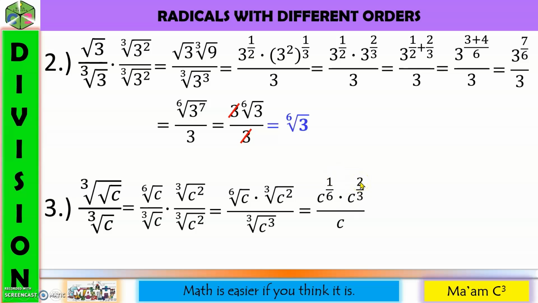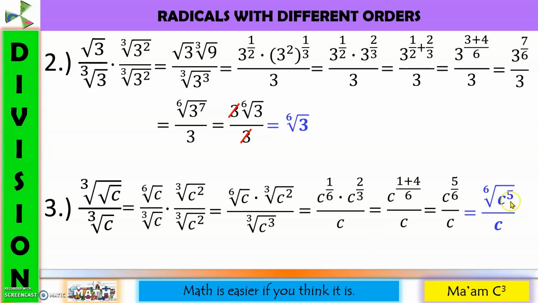In adding, I'll be needing the LCD. The LCD of 6 and 3 is 6. 6 divided by 6 is 1 times 1 is 1. And then this will be plus 6 divided by 3 is 2 times 2 is 4. 1 plus 4 is equal to 5. I'll convert this now into radical form. This will be my index, 6th root of c to the 5th power over c. Since our exponent here is 5 and it is less than the index, we cannot factor out any c. So this will be our final answer.